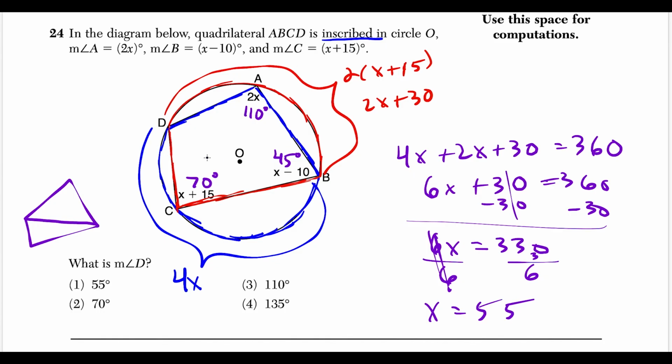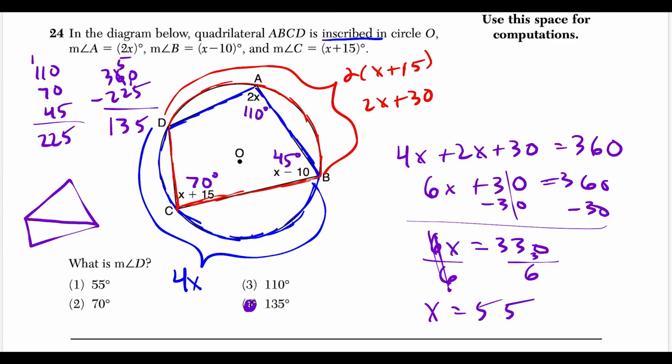So now I would add up these 3 angles. I have 110, 70, and 45. If we add this up, we have 5, and then we have 8 plus 4 is 12, carry the 1. We have 225, so then I just subtract that from 360, and that's going to tell me the missing angle here, the measure of angle D. Now we just have to do a little bit of work here, and you could use a calculator, but this is just faster for me instead of switching screens. If I do the long subtraction, I'm going to get 135, so choice 4.